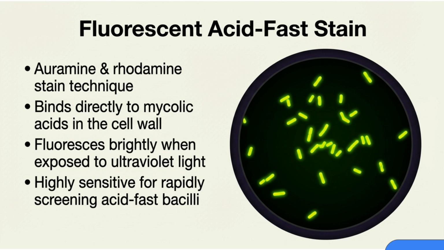The fluorescent acid-fast stain uses auramine and rhodamine dyes that bind to mycolic acids. This technique fluoresces brightly under UV light, offering a highly sensitive method for rapidly screening acid-fast bacilli.